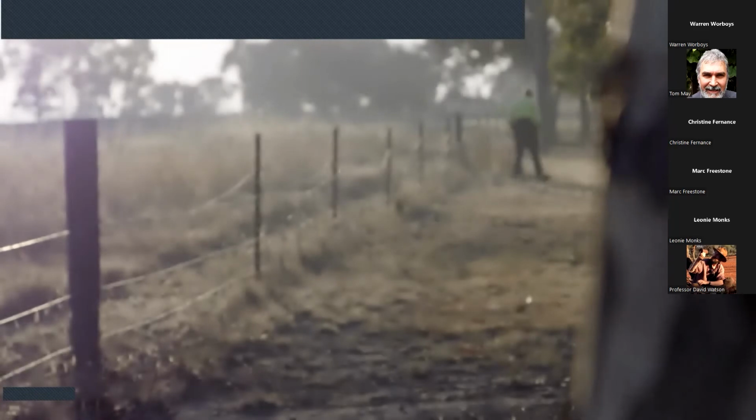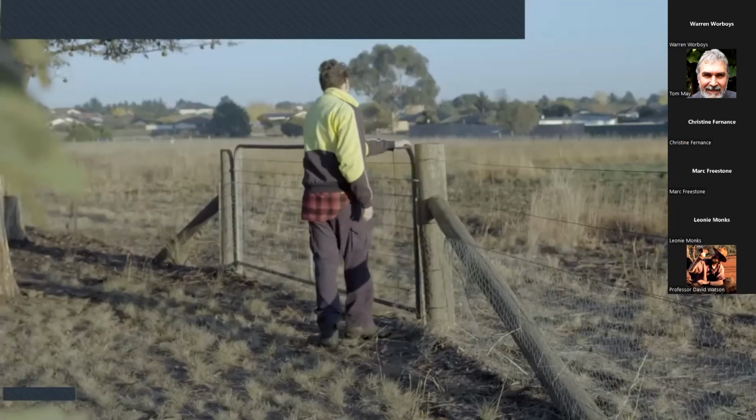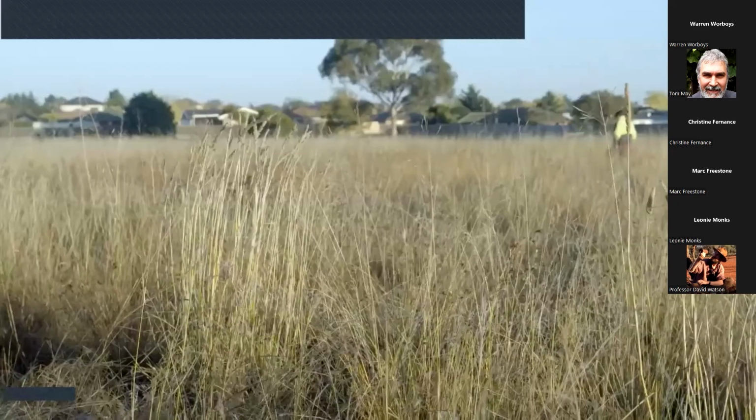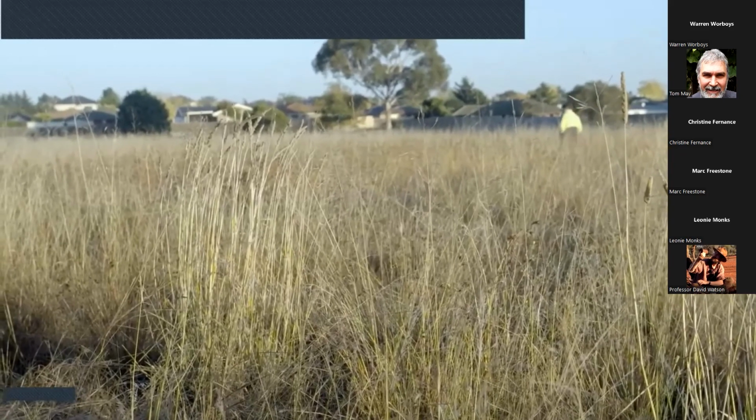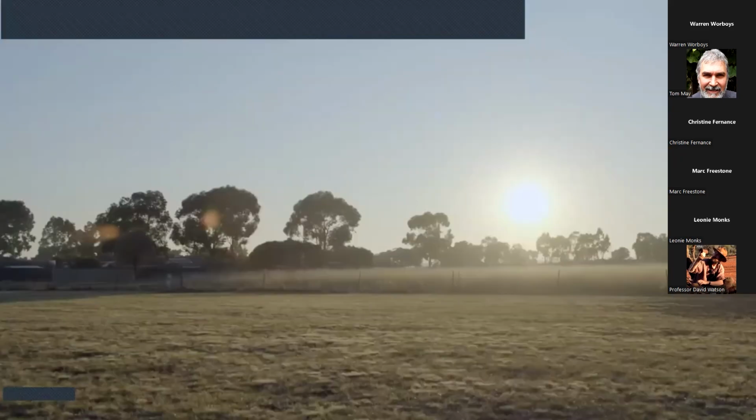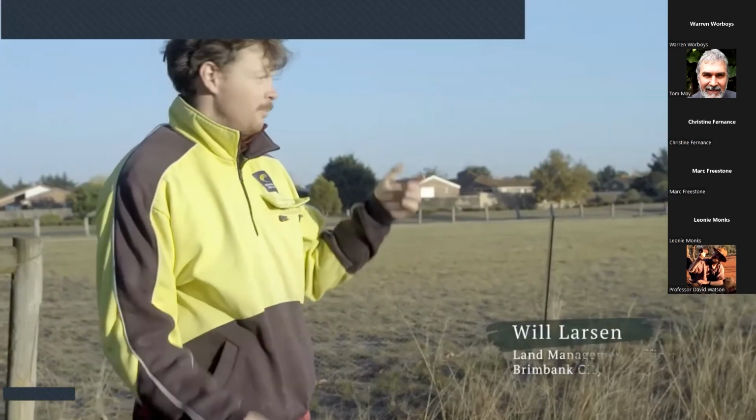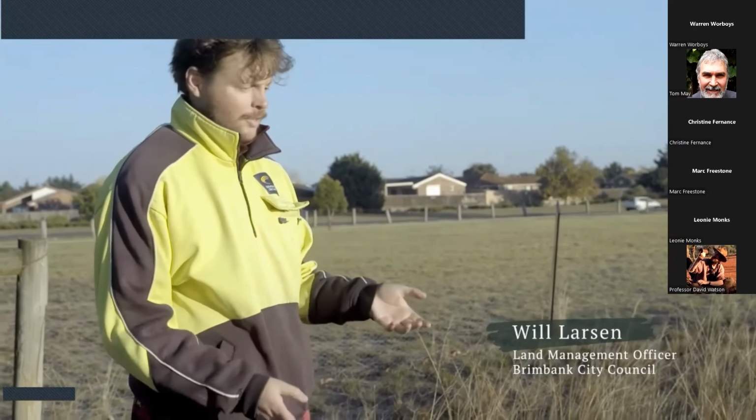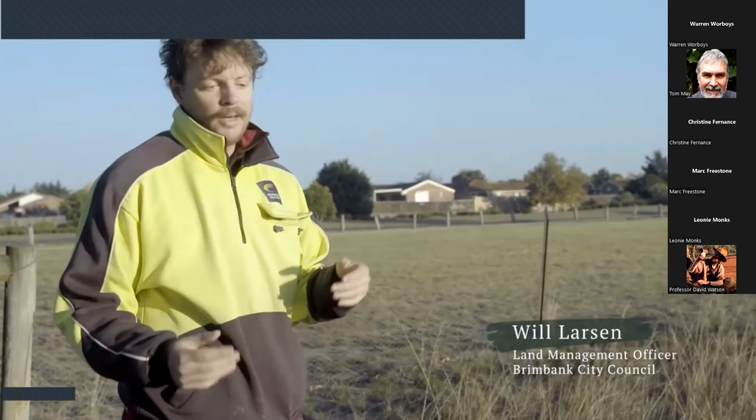One of the projects that requires these rules to be in place is managed by Brimbank City Council. So we're at Pioneer Park Grassland in Sydenham. This section in particular is quite a good C3 dominated section of grassland, of which we don't have that much in our reserve.